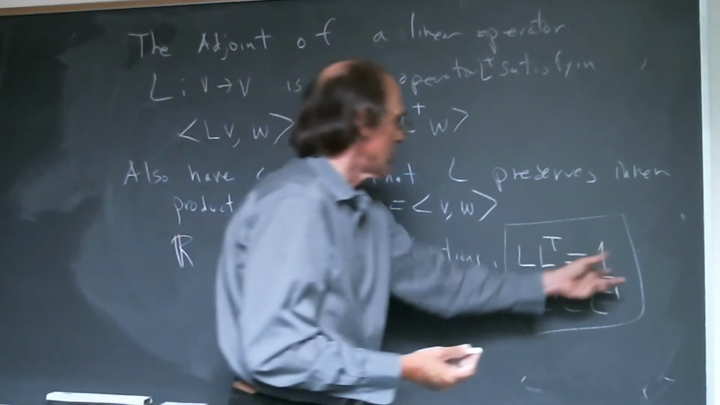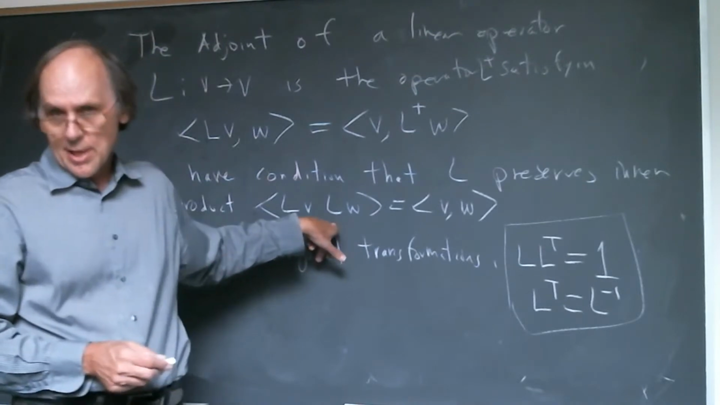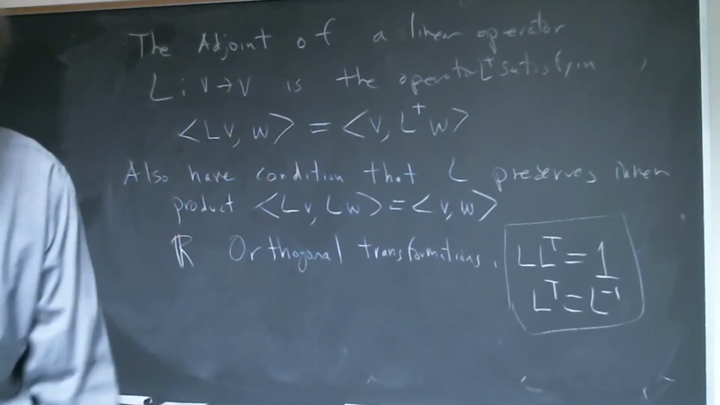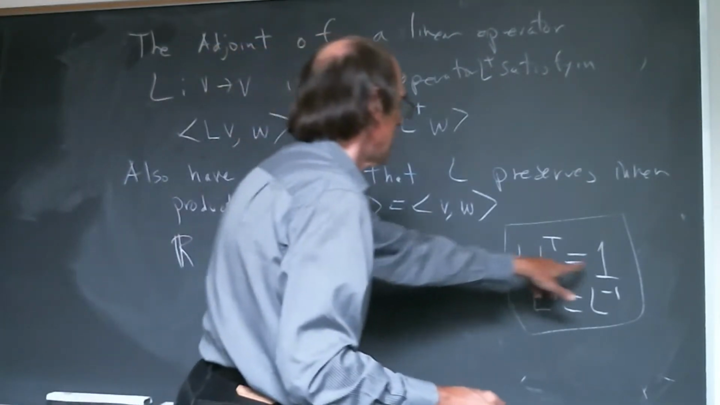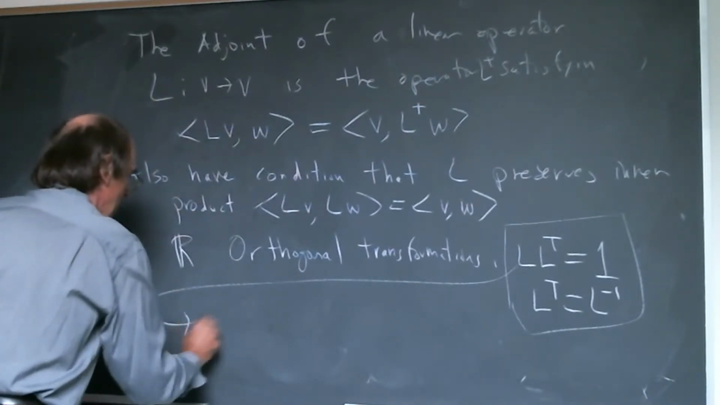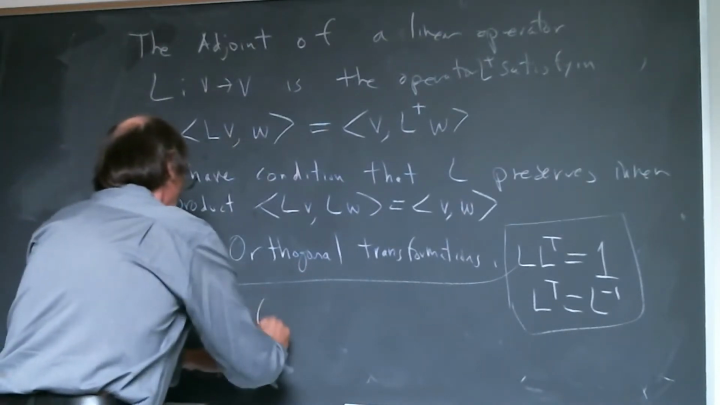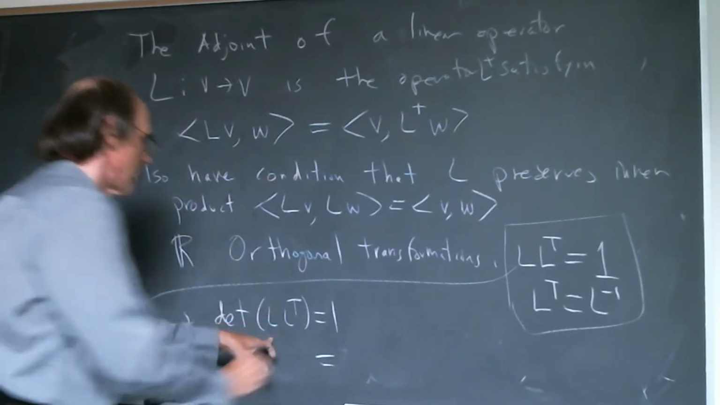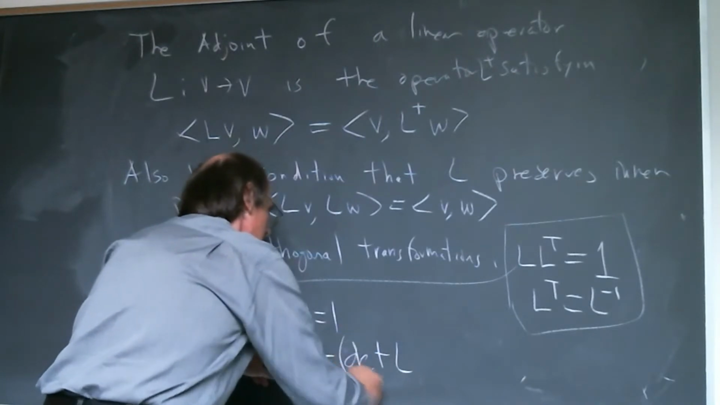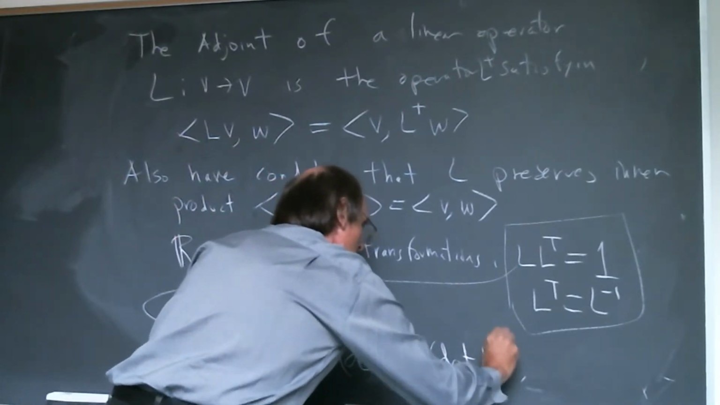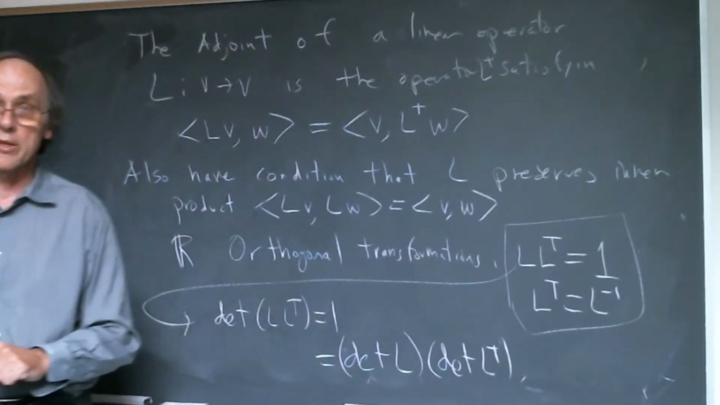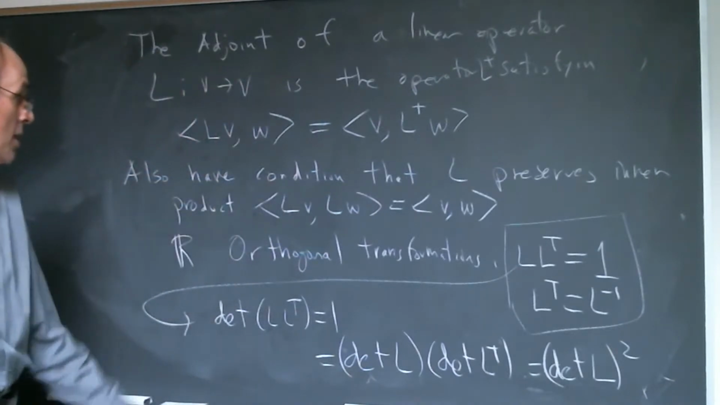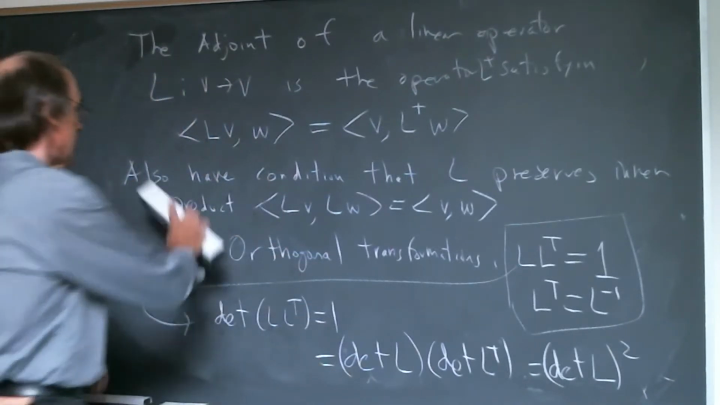But if you look into why this is an interesting condition, it's because this is true for the standard inner product. You can check what this implies for the determinant. In particular, the determinant of L transpose L is 1, but this is also equal to the determinant of L times the determinant of L transpose. But the determinant of the transpose is the same as the determinant of the original, so it's the determinant of L squared.